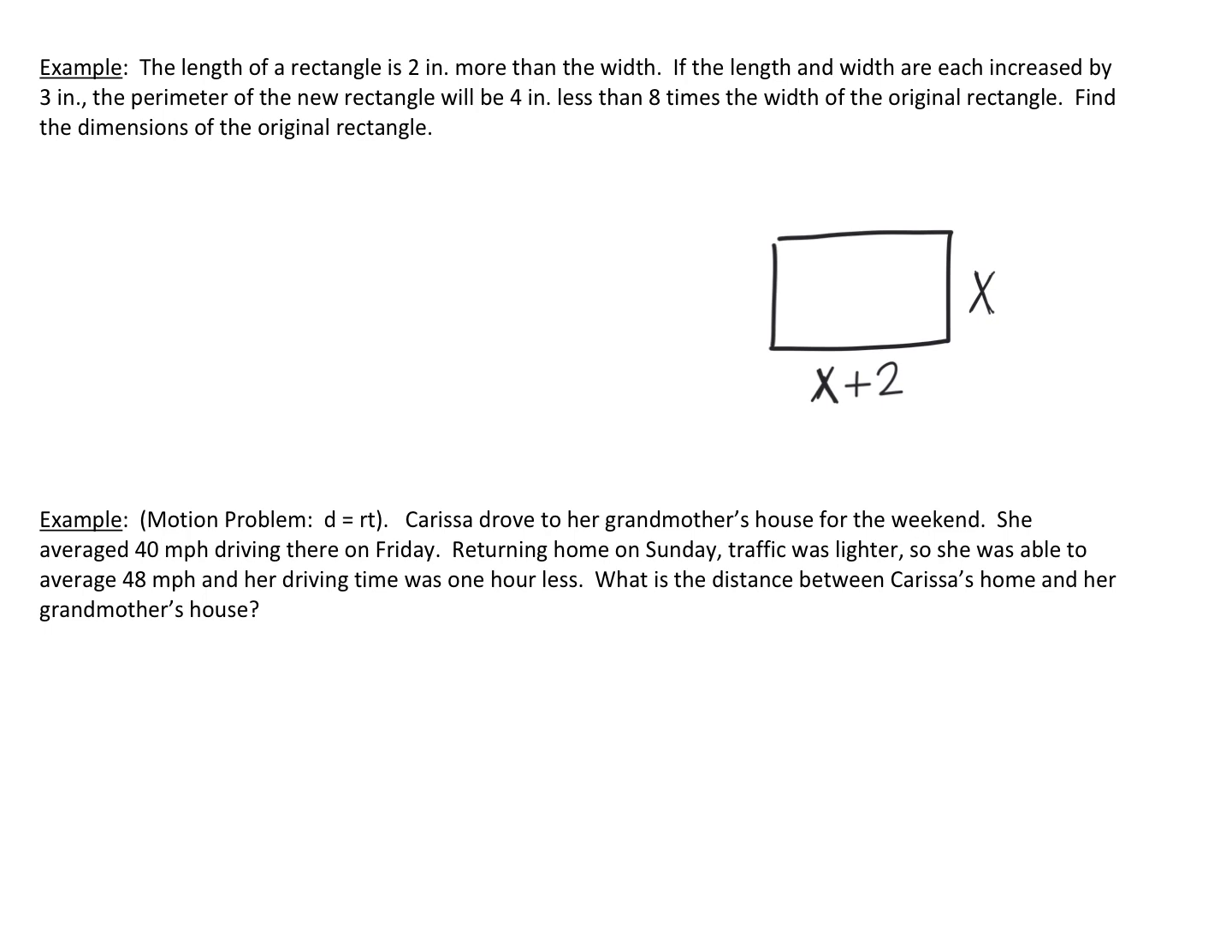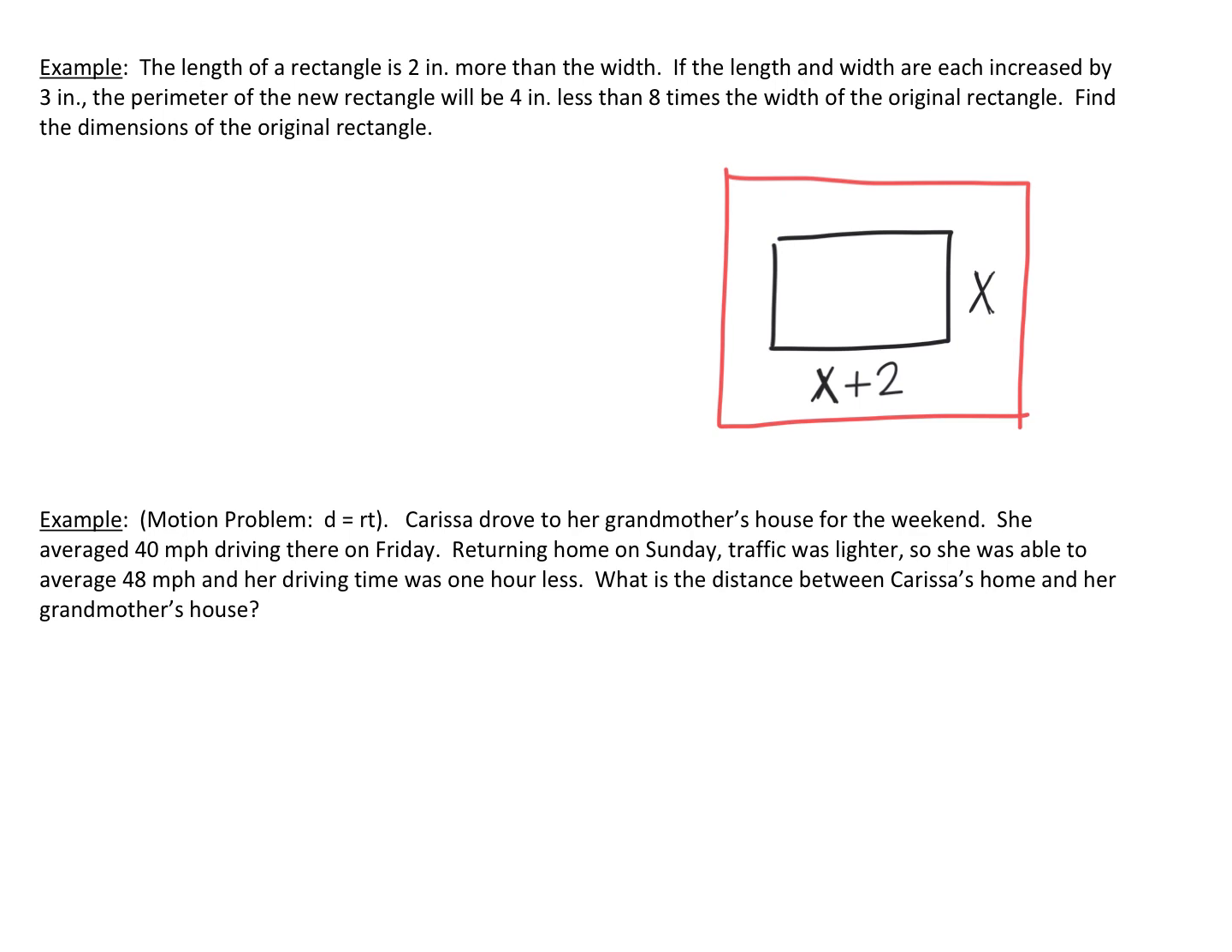All right. If the length and width are each increased by 3 inches, then the perimeter of the new rectangle will be 4 inches less than 8 times the width of the original rectangle. Wow, okay. One thing at a time. Draw a new rectangle. I'm going to draw it right outside the other one, since these dimensions are related anyways. I know that the new rectangle, let's see, it says the length and width are each increased by 3 inches.